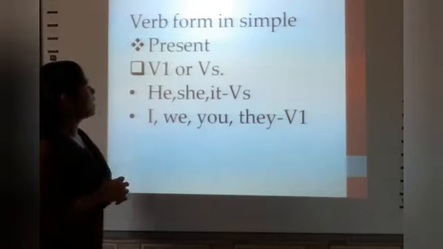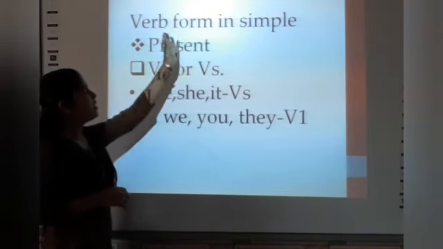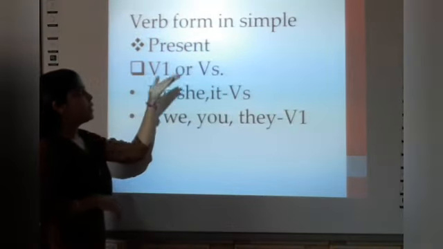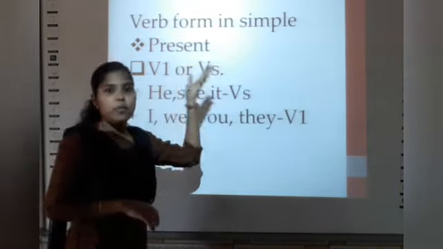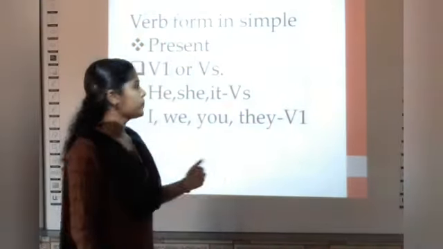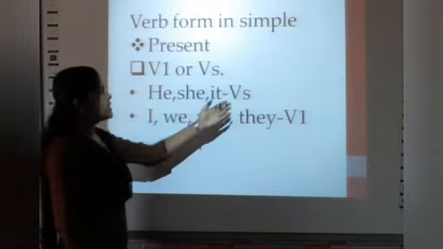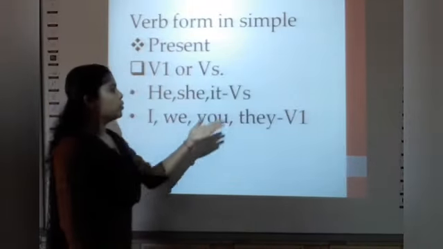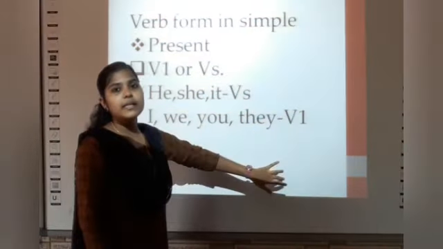Okay. Now, for the present, the verb form is simple. That is V1 or VS. I walk. He walks. She walks. He, she, it, the verb is in the S form. Then I, we, you, they, the verb is in the first form.